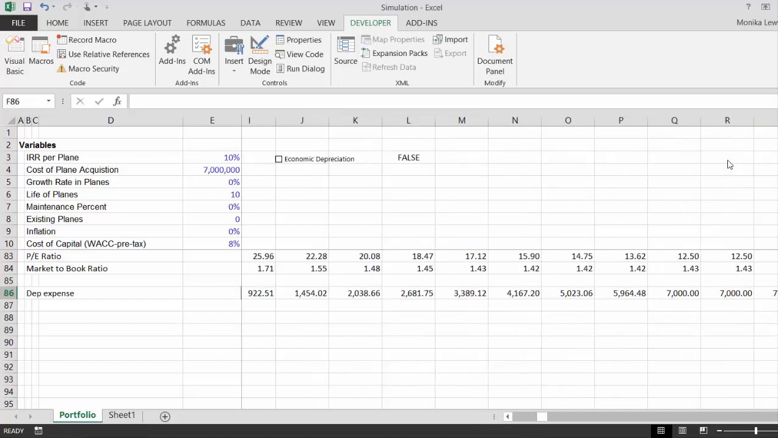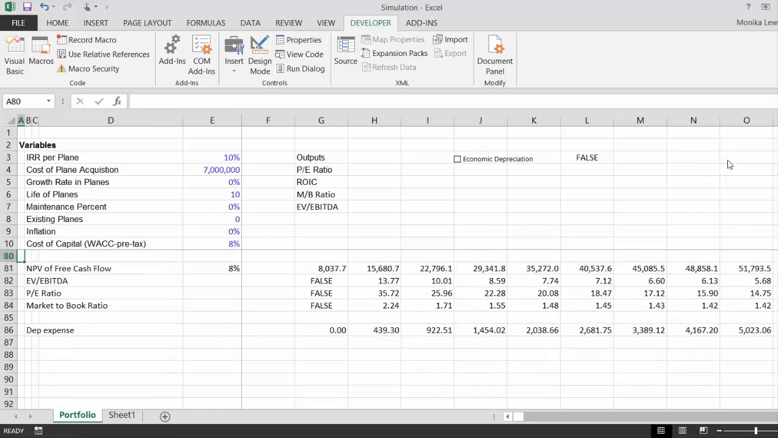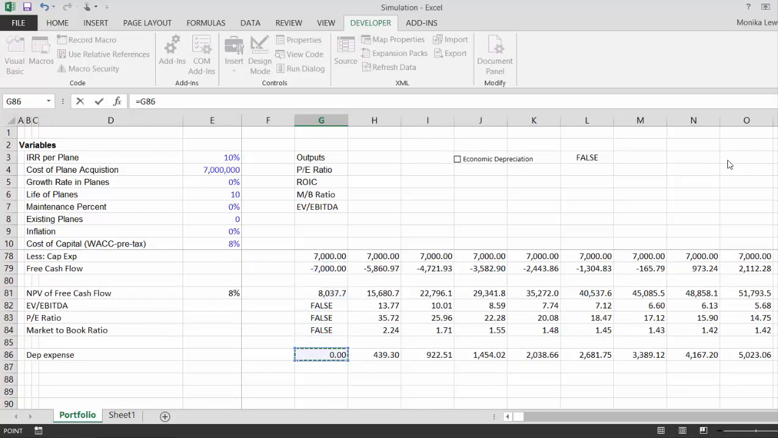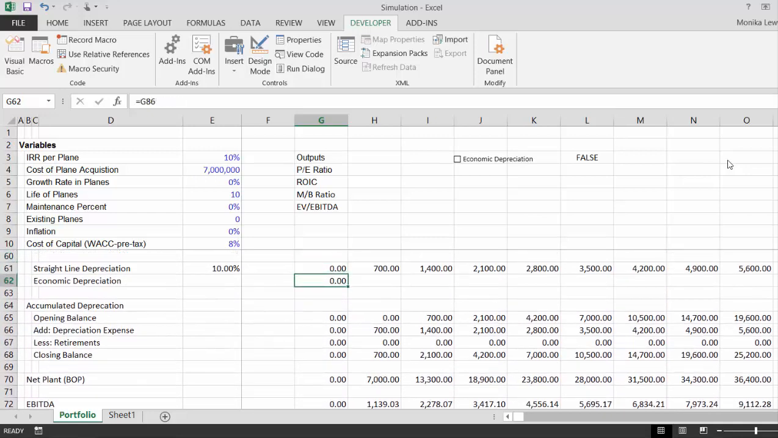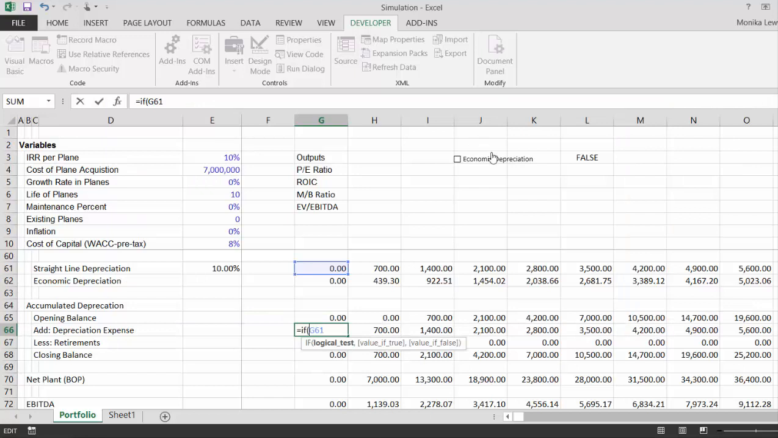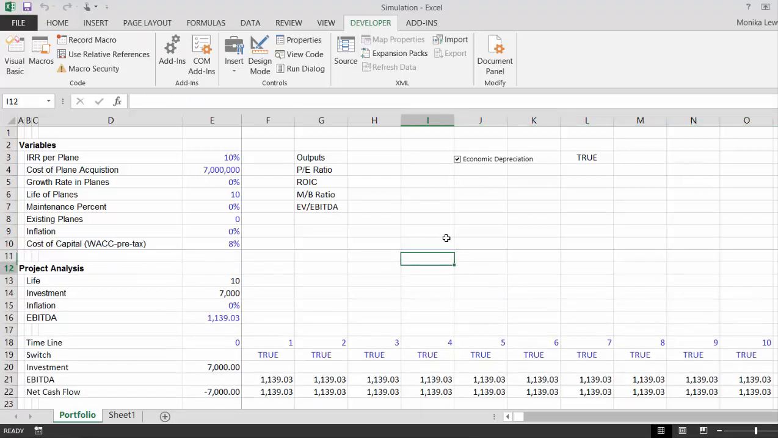Okay. And we're finished. So now we can put our economic depreciation, and I'm going to kind of cheat and just take it down here. Shift Control R, and for our economic depreciation, we'll just put, if this is true, then we take the economic depreciation.